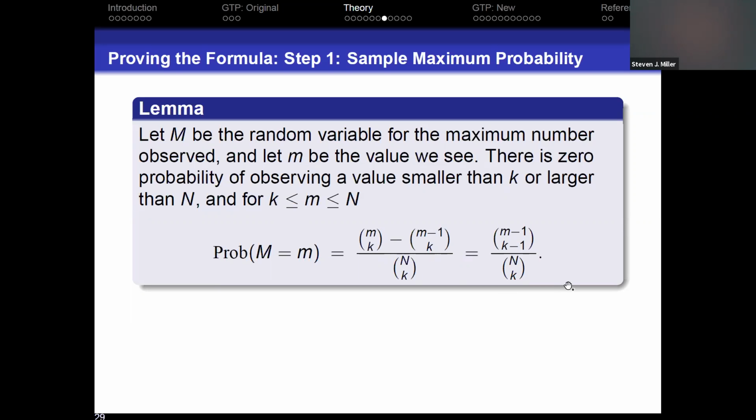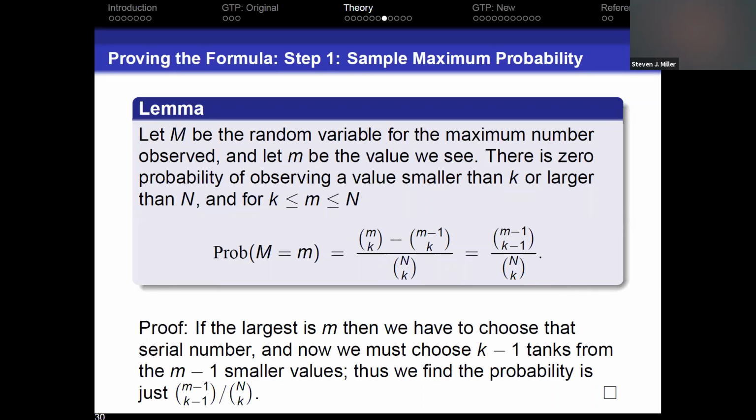And there's a couple of ways to prove this. One way to prove it is, imagine the largest serial number is little m. Then we have to have k tanks chosen overall. The number of ways to choose k tanks from n is n choose k. If the largest one has to be m, then we have to choose k minus 1 tanks from the first m minus 1. And that gives you this ratio.